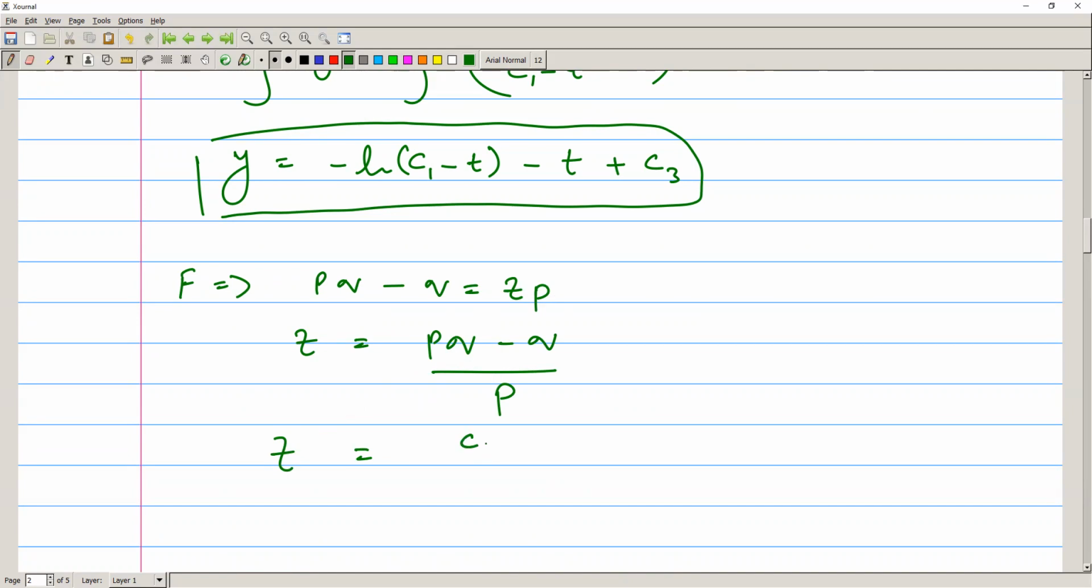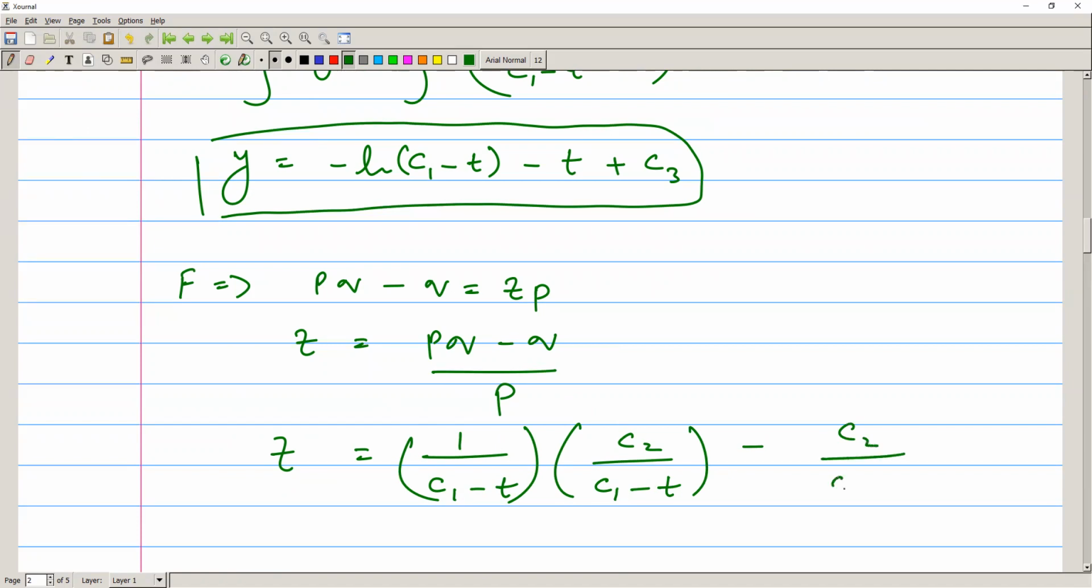So it's the value of p, which is 1 over (c1 minus t), multiplied by the value of q, which is c2 over (c1 minus t), minus the value of q again, c2 over (c1 minus t). And we can divide this equation by p. So p is again 1 over (c1 minus t).